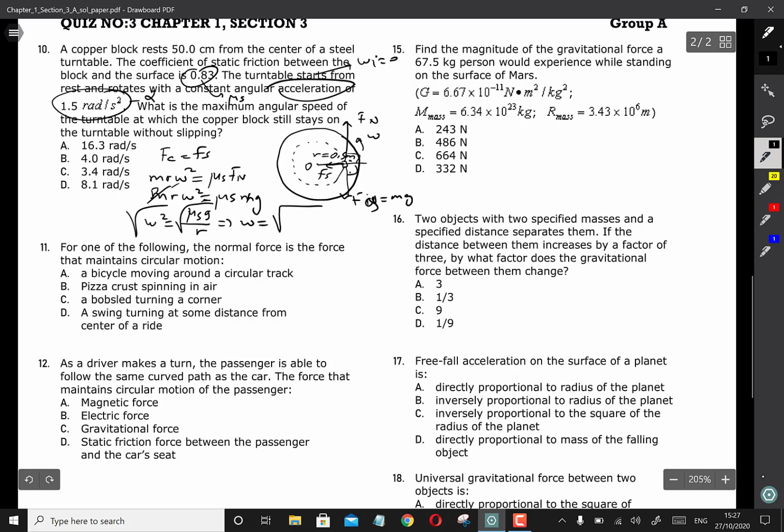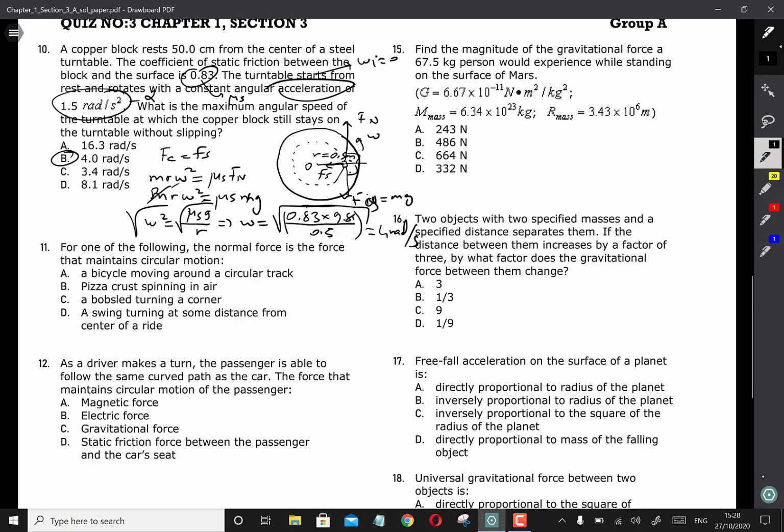Omega is equal to root of mu s, 0.83 coefficient of static friction, g, we know that's 9.81, divided by r, which is 0.5. So in brackets, because it's inside a root. So let's do this operation. Root of 0.83 multiplied by 9.81 divided by 0.5, close the bracket. The answer is 4. So 4 radian per second is the answer.